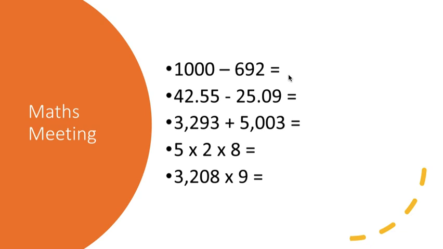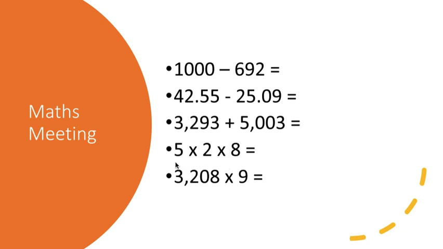1000 take away 692. You can use the counting on method or you could use column subtraction. Then we've got another subtraction, this time with decimal points. Don't forget to line up your decimal points correctly. Column addition.